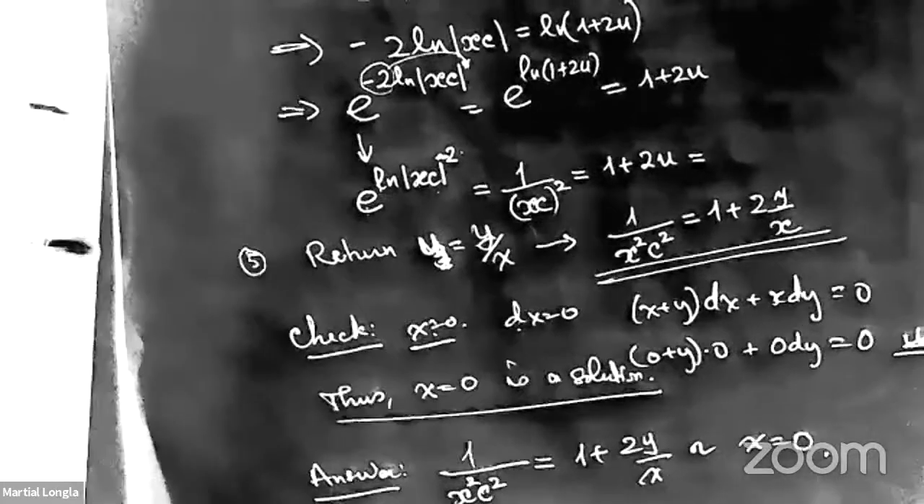So, right, if there's no question, let me provide you one more example. So, let's say dy over dx equals y over x plus x over y.